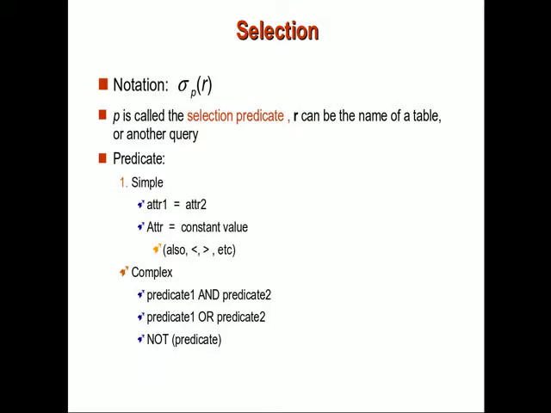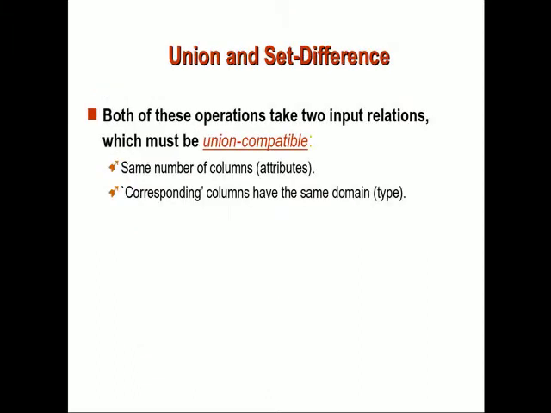Now we look at other operators such as the union and set difference operators. Both of these operations take 2 input relations and perform the operation on them, and these input relations should be union compatible. By union compatible we mean that both of them should have the same number of columns or attributes, and the corresponding columns in both these relations should have the same domain or type.